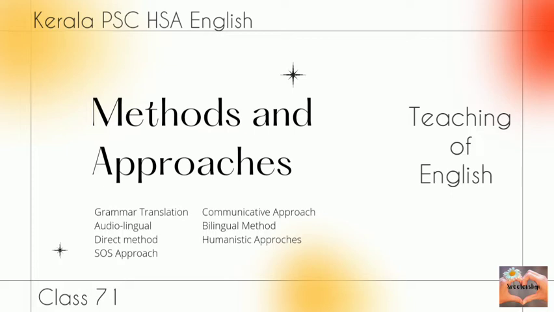This is class 71. Today's topic is methods and approaches from the last module, teaching of English. We are dealing with topics: grammar translation, audiolingual, direct method, source approach, communicative approach, bilingual method, and the humanistic approaches. The humanistic approaches are total physical response, suggestopedia, silent way, and community language learning.